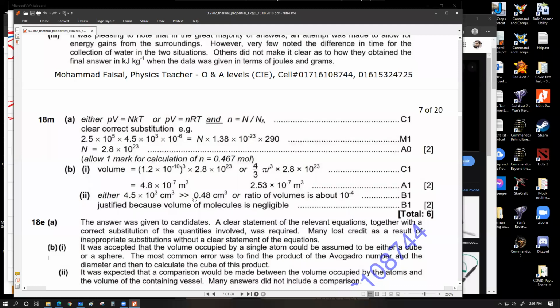So first you have to show a comparison, and there should be a numerical value supporting your answer. And then you have to write a statement for your justification that the volume of the molecules is negligible. So it does approximate the behavior of an ideal gas.